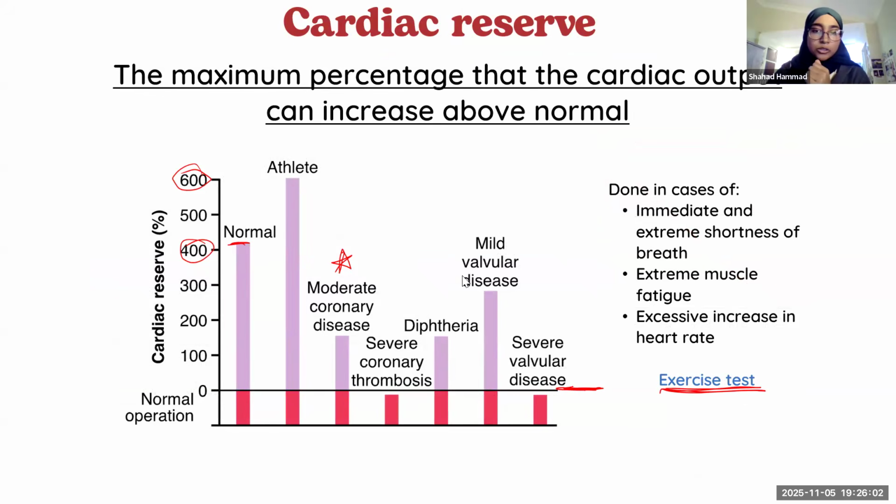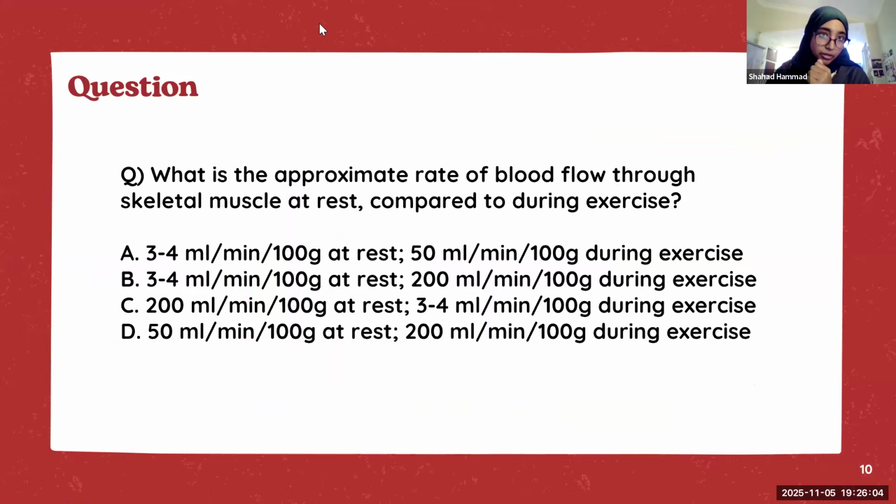Okay, so with that, we have the end of the first part of the session. Here I have a question. What is the approximate rate of blood flow through skeletal muscles at rest compared to during exercise? Okay, awesome, some answers. Yes, easy question. So it's B, 3 to 4 milliliters at rest and 200 milliliters during exercise, and we said this is a 25 time increase in the blood flow.